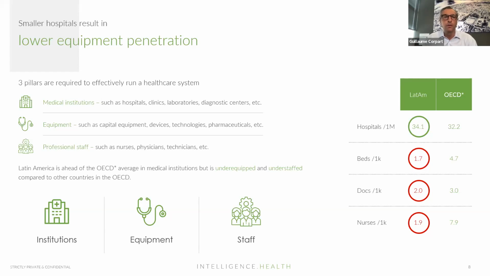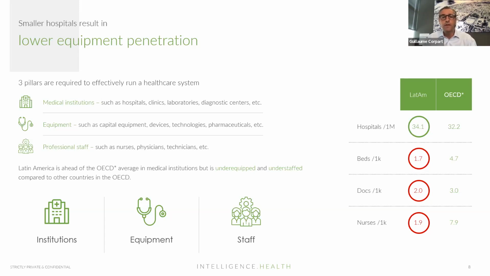And the third pillar, which is critical, is do these institutions have the right amount of staff? And here we're talking about the nurses, the physicians, the technicians, the radiologists, and everyone else that's required to have a hospital system operate effectively.